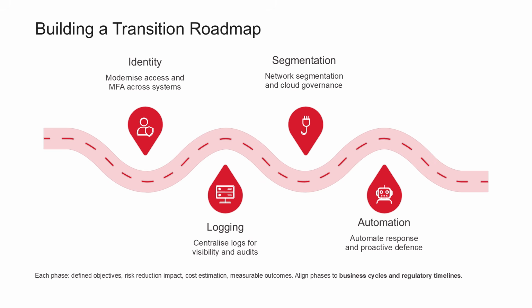Roadmaps must align with business cycles. For example, if the organization is expanding into cloud-native services, identity and DevSecOps maturity may need acceleration. If regulatory audits are approaching, compliance-related controls may take priority. A roadmap is not a technical list, it is a strategic narrative of evolution.